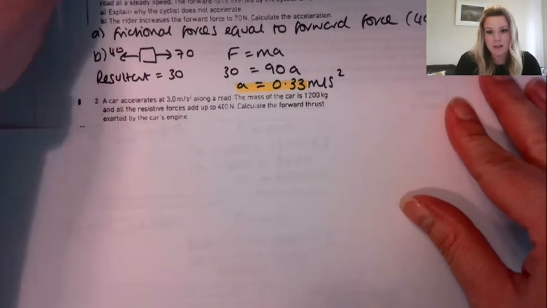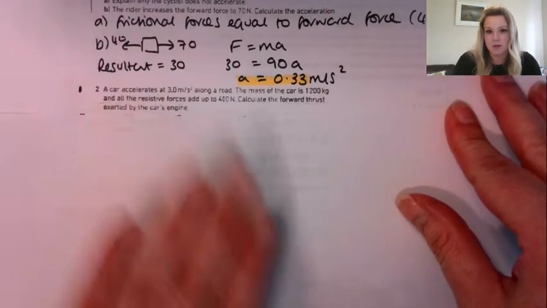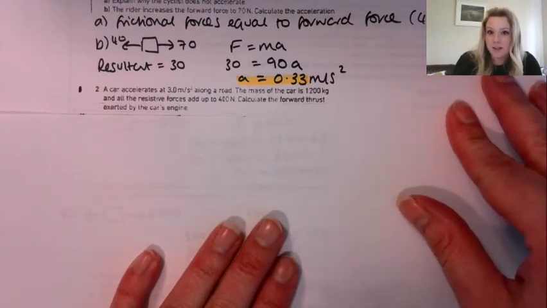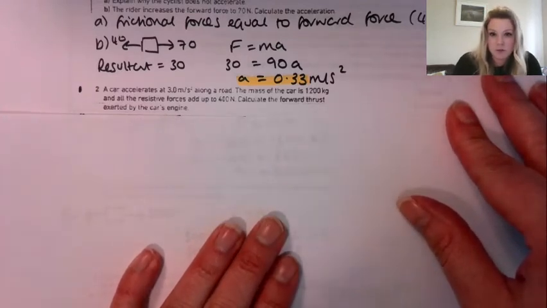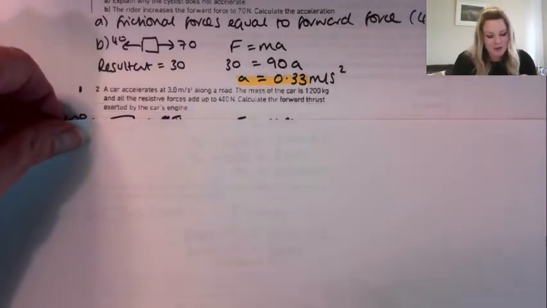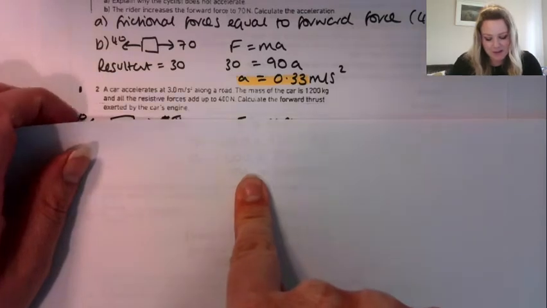Right, question 2. A car accelerates at 3 meters per second squared along a road. The mass of the car is that, and all the resistive forces add up to 400 newtons. Calculate the forward thrust exerted by the car's engine. So here's my working out. Now, this is my working out that I did last year.